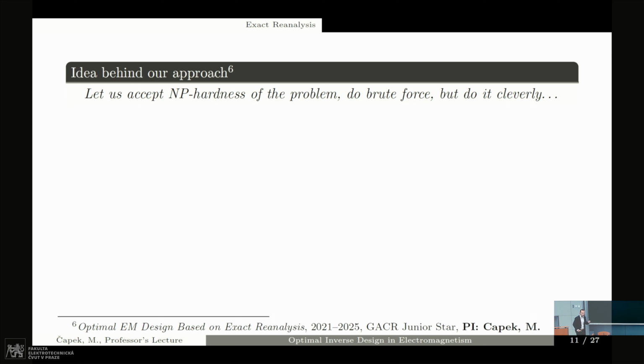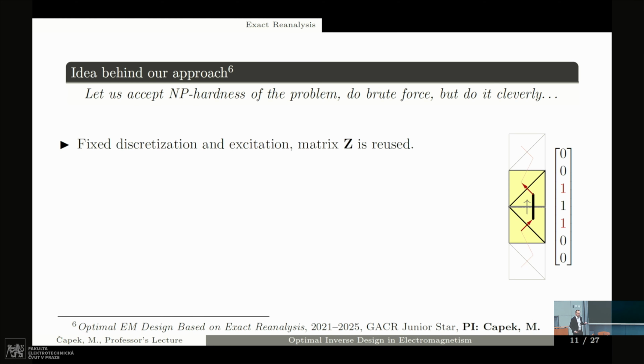So that's the original idea for which I received a Junior Star project of the Czech Foundation Agency, and we are now working on that. And basically, we decided to live with the NP-hardness of the problem. We cannot do anything with that, that's an obvious fact. But instead, we will try to solve the problem as many times as possible, hoping that in that large solution space, we can find some promising candidate. And we will do it in a local, gradient-based manner.